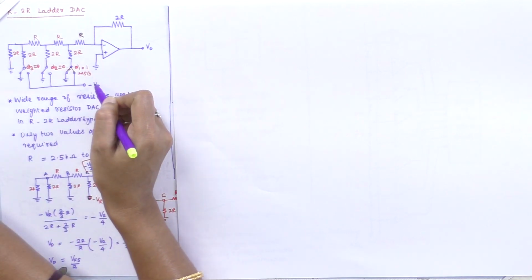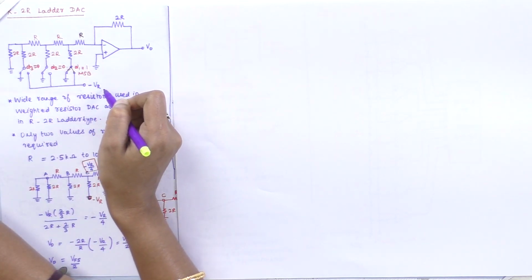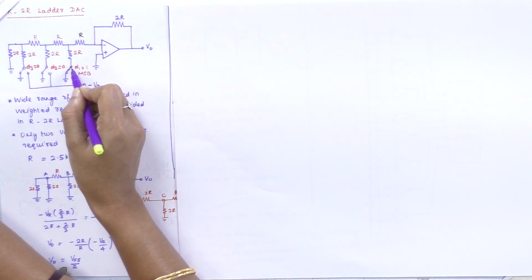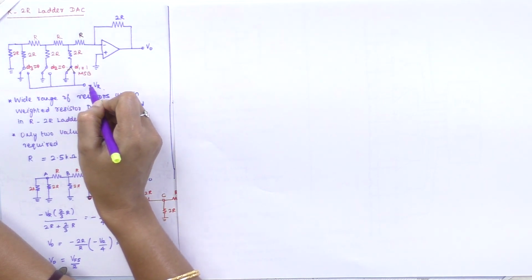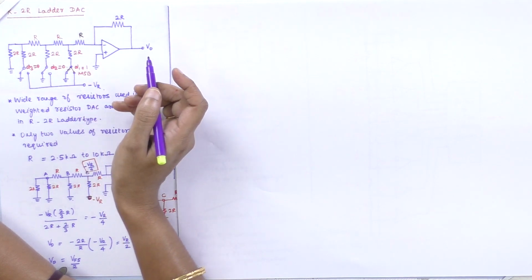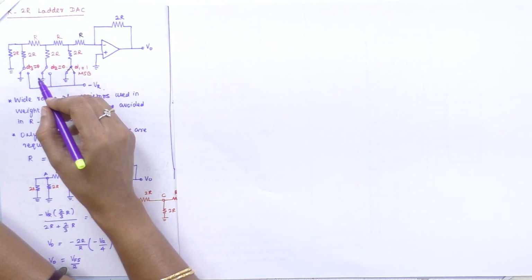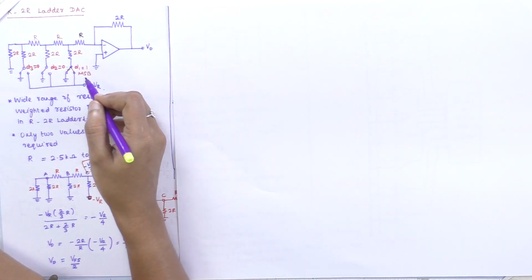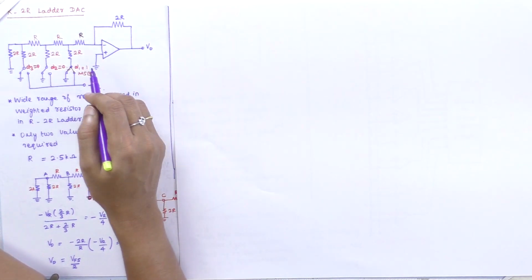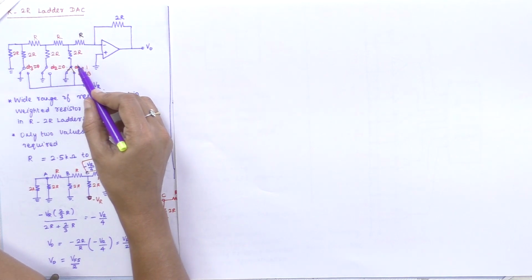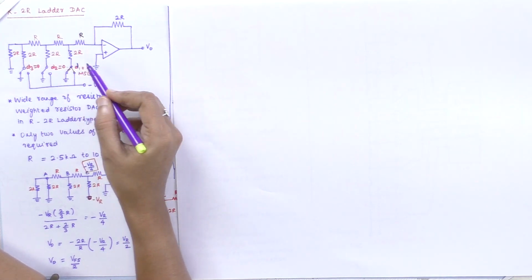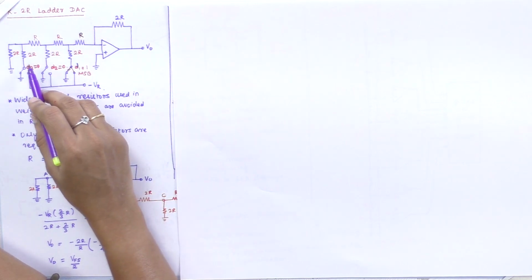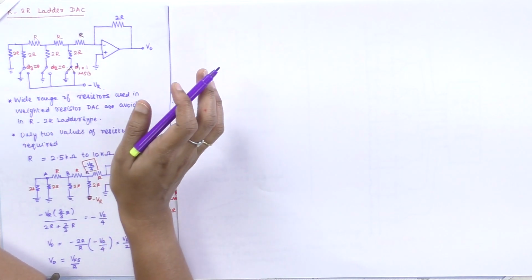Then we give connections to the negative reference voltage. Whenever a terminal is connected to the VR terminal, the binary bit is 1. If it is connected to the ground terminal, it is marked as 0. The D1 input binary word is at the MSB, whereas D3 will be at the LSB side.